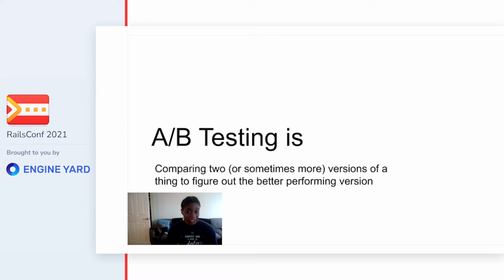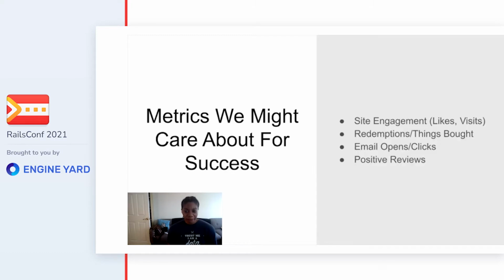First of all, A/B testing is really just comparing two or more versions of things to see which one is the better performing version. And to do that comparison, we need an idea of what success looks like. We need a metric to track. And that metric can be anything from site engagement, where you care about likes and page visits because you want your users to be actually engaged with your website.